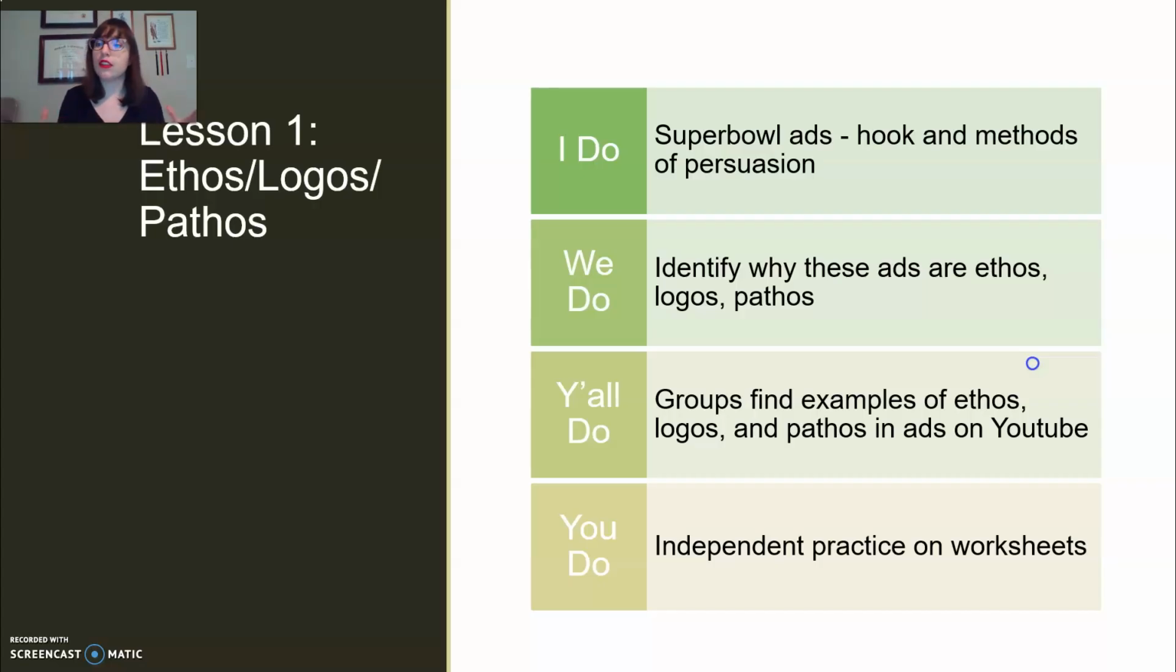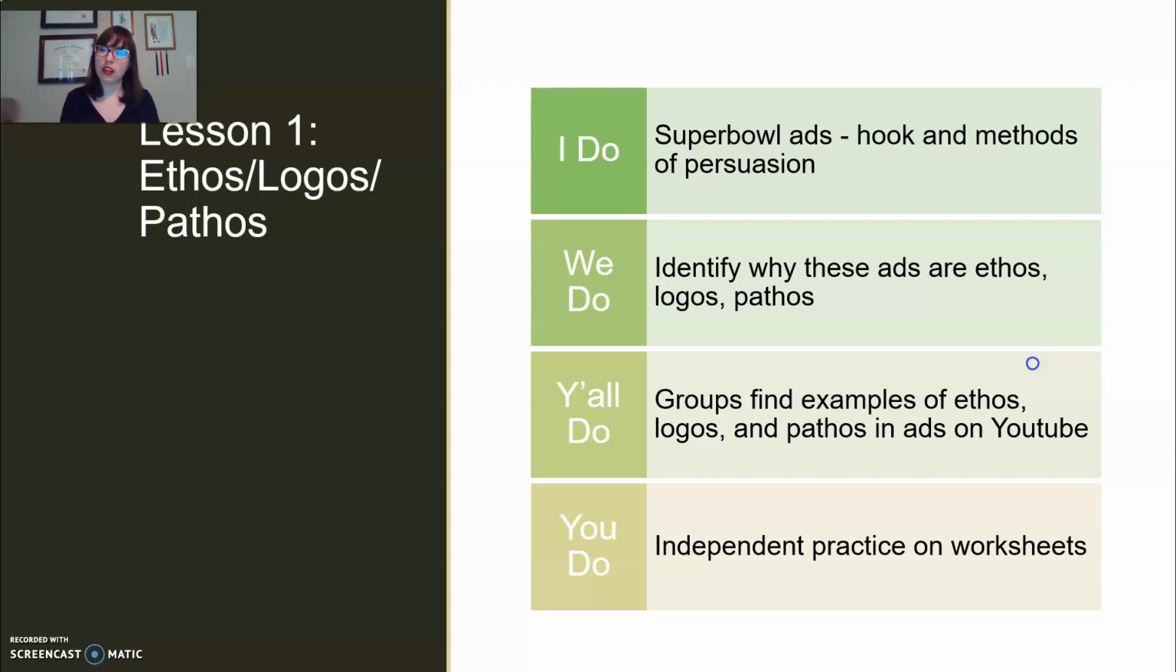So in lesson 1, this is where students are understanding ethos, logos, and pathos. So for the hook, I'll show some Super Bowl ads, and we'll discuss the methods of persuasion, and I'll give the definitions through direct instruction. Then we as a class will identify where in the Super Bowl ads we find ethos, logos, and pathos. So we'll work together on that. Then students will get into groups for the y'all do to find examples of ethos, logos, and pathos in ads that they find on YouTube, so something brand new.